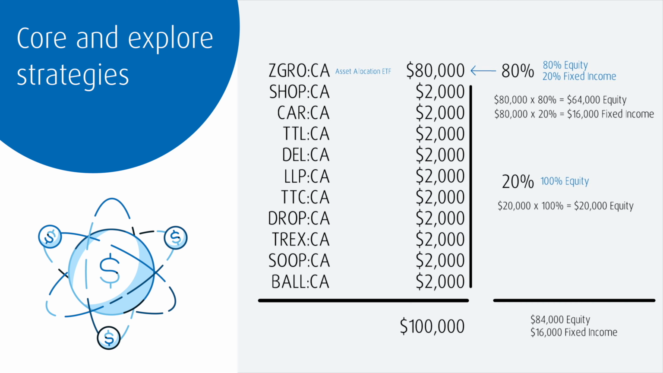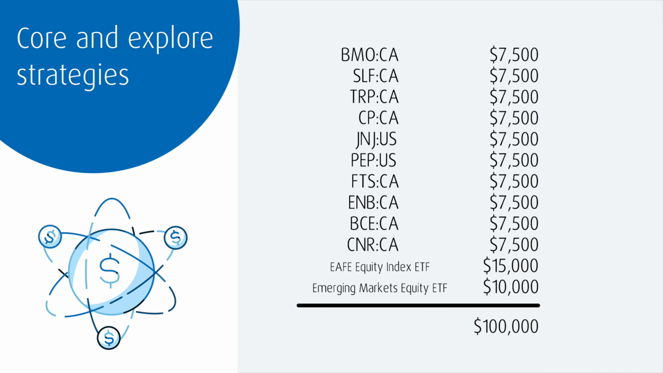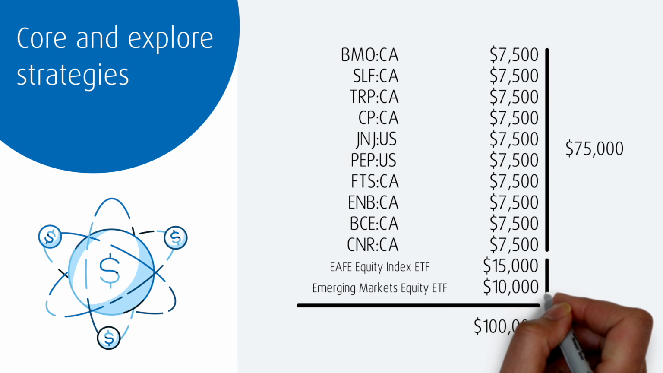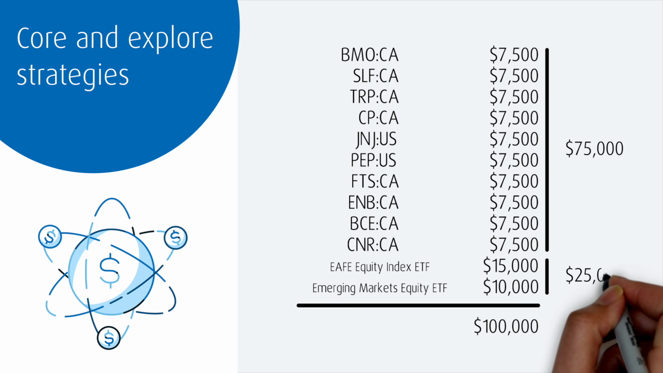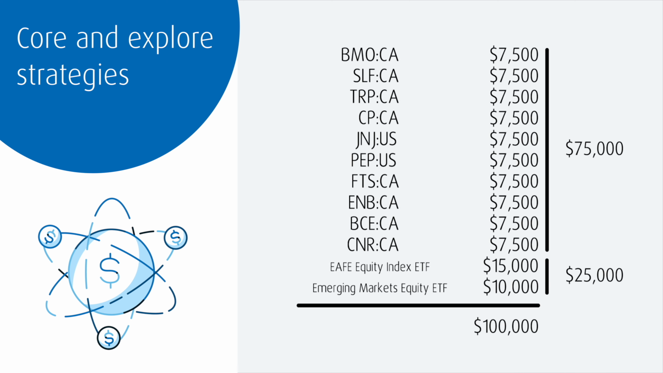Here's another example of a Core and Explore portfolio. In this case, $75,000 or 75% of the portfolio is invested in high dividend paying stocks from Canada and the US. The Explore part of this portfolio, 25% or $25,000, is invested in exchange-traded index funds for exposure to non-North American equities from around the world. Because this portfolio is entirely invested in stocks, it is 100% equity and quite aggressive.